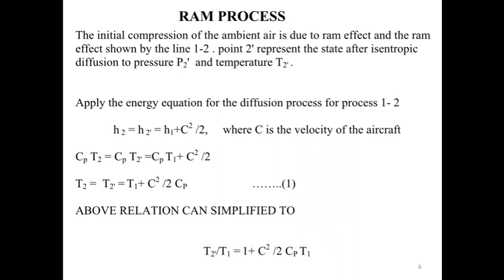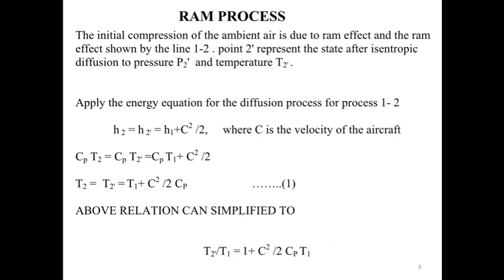This relation is for the ramming process. In equation 1 itself you can calculate the temperature T2 if T1 and the velocity of the aircraft are given. So we generally use this equation to calculate the ramming temperature when the initial temperature and velocity of the aircraft are given.